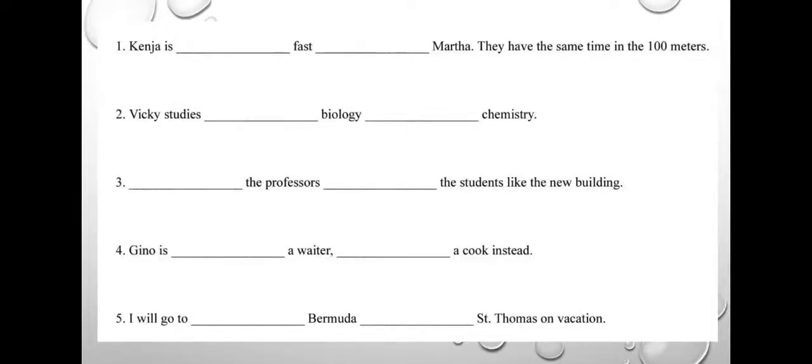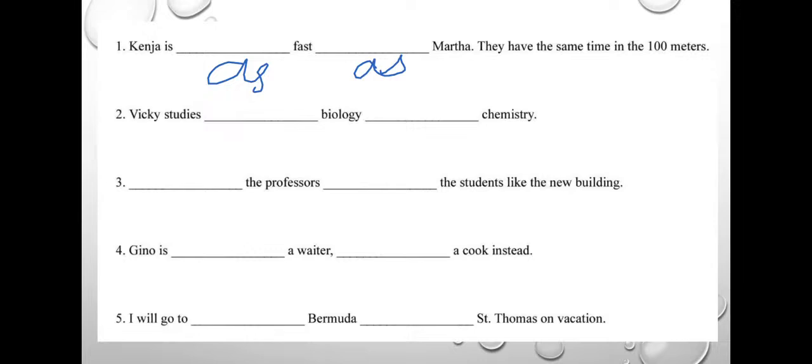First one is: Kenya is dash fast dash Martha. They have the same time in the 100 meters. A comparison is being made here. Simple: as fast as. Guys, don't make blunders. As fast as something I told you, as fast as lion or cheetah or something else.